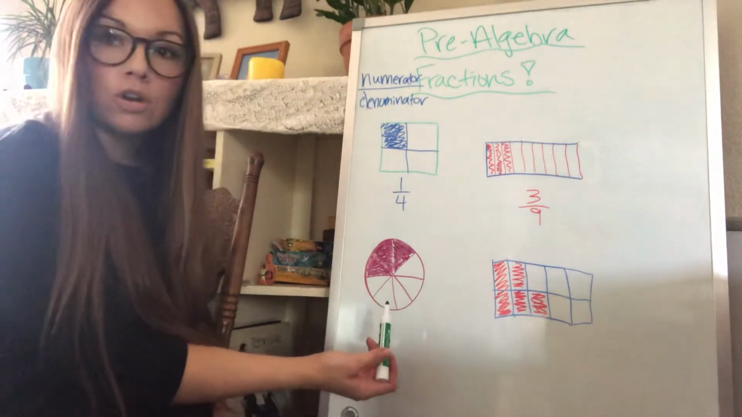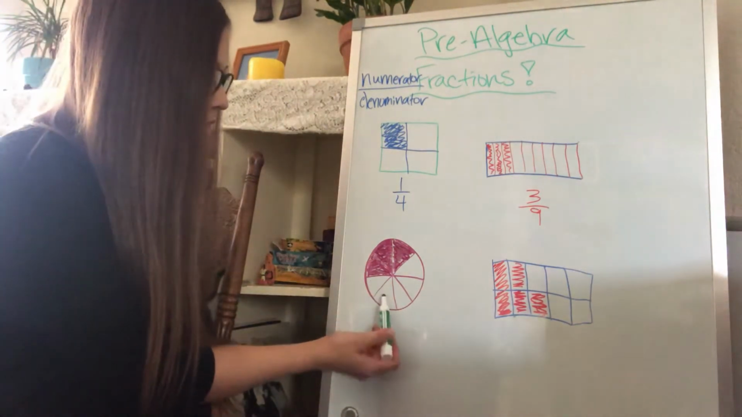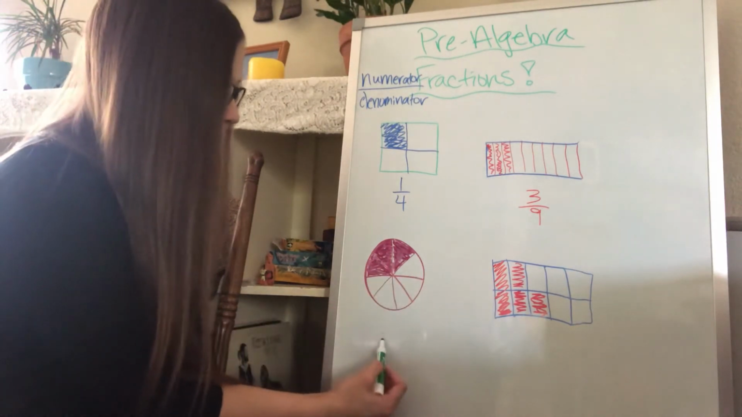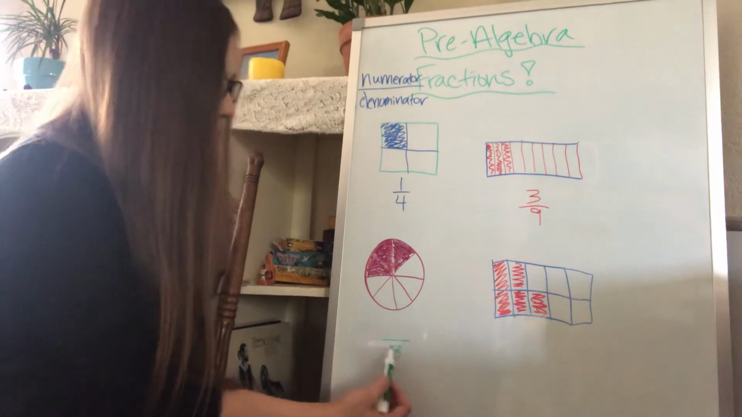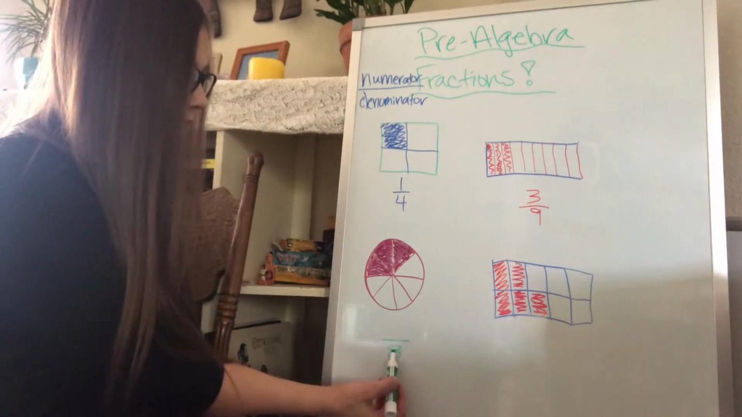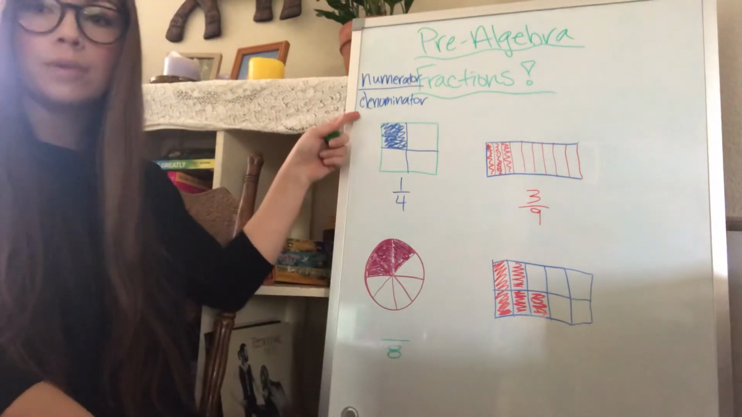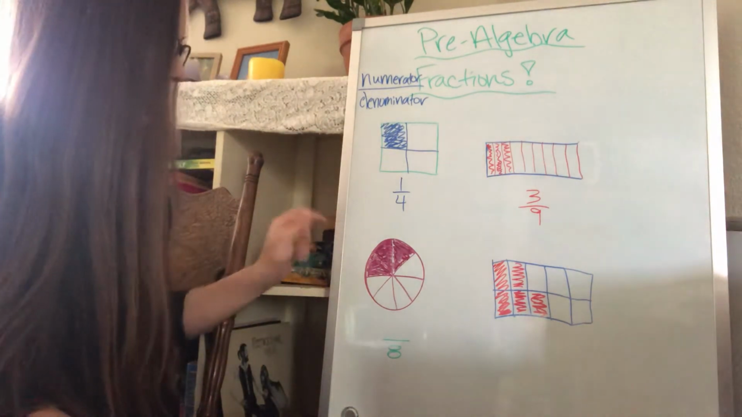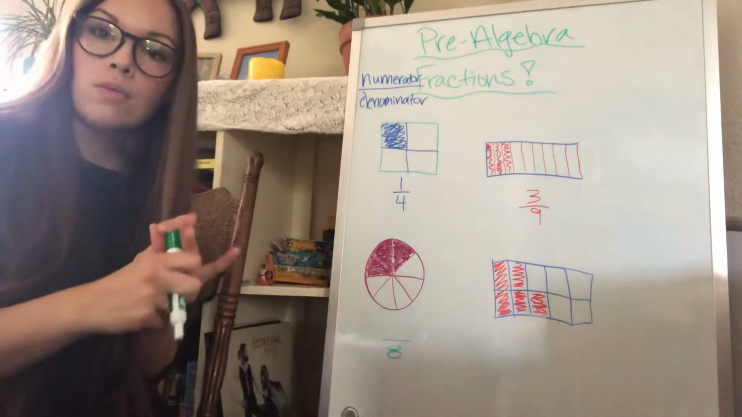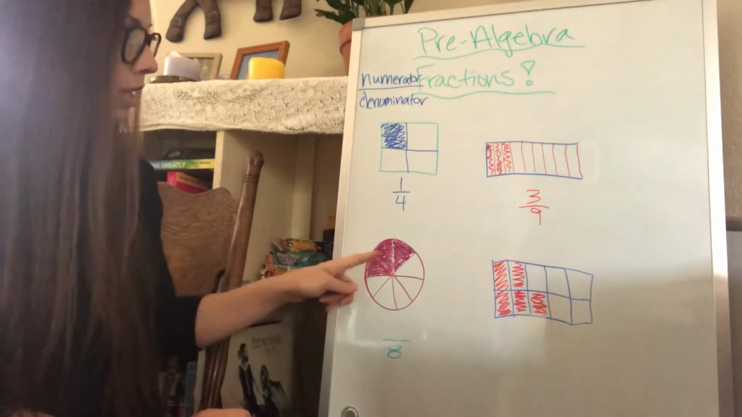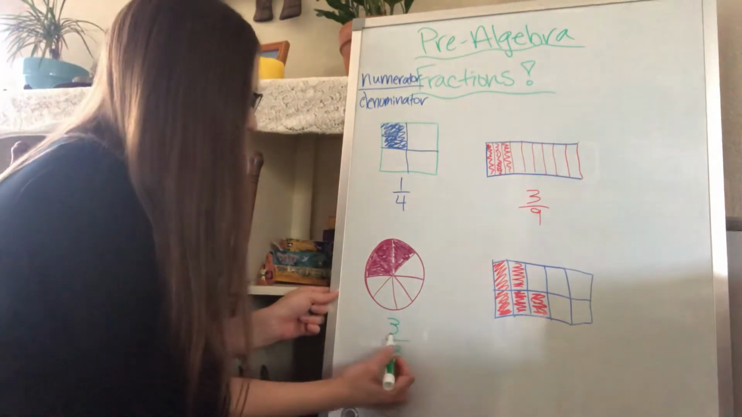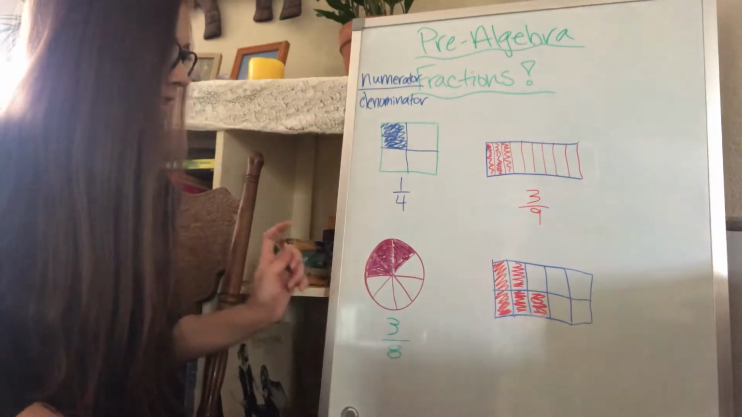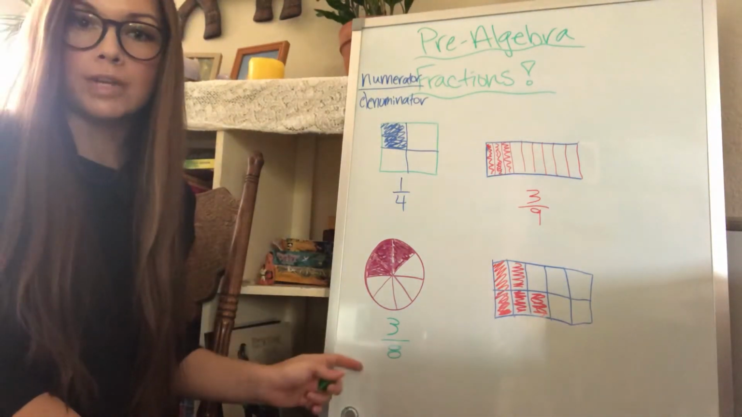Okay, so let's look at this one. How many pieces are in the whole? Well, let's count: 1, 2, 3, 4, 5, 6, 7, 8. That's our denominator, because there are 8 pieces total, and that's what our denominator tells us, the number of total pieces. And how many pieces are we talking about? Well, how many pieces are shaded in? 1, 2, 3. So we're talking about 3 out of the 8, so our fraction for this picture is 3/8.